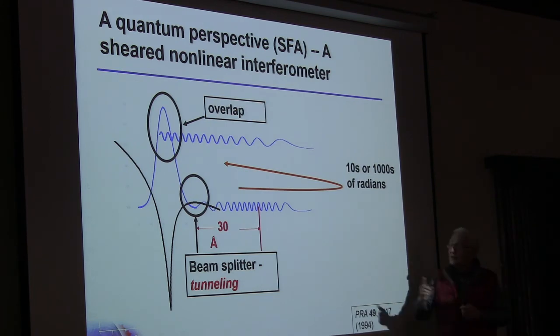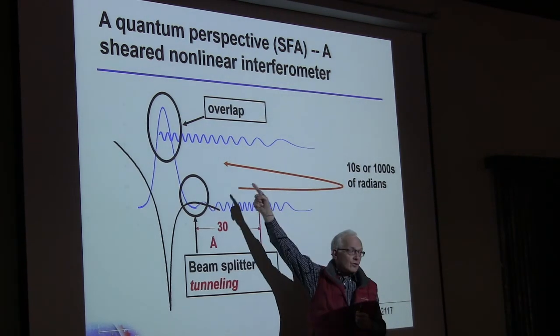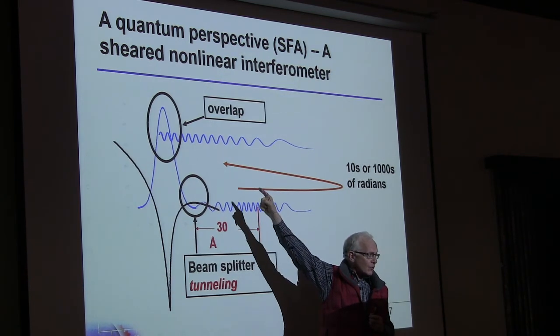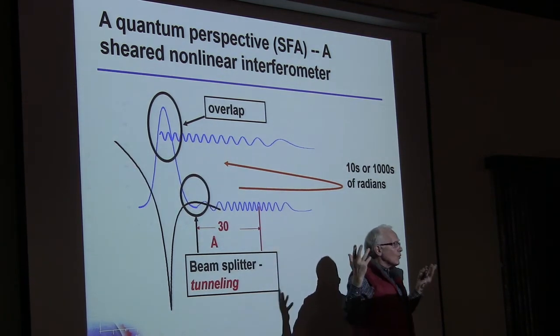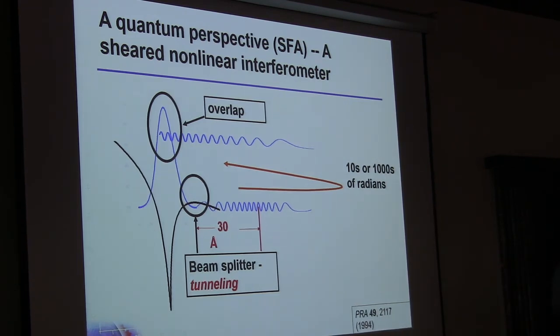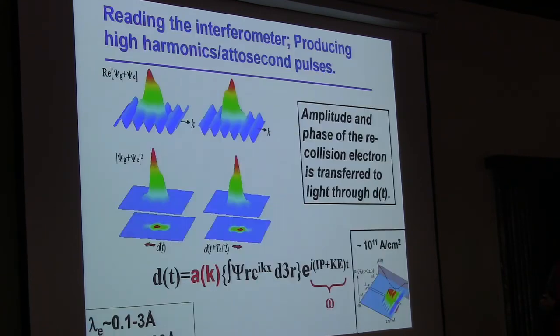Classical physics gives you the trajectories. You can make it semi-classical physics and get the electron phase along the trajectories. And the sum of all trajectories, all moments of birth, give you the wave packet that I've described to you in quantum mechanical language. So this is a wave packet, which is a bit like a sheared interferometer.